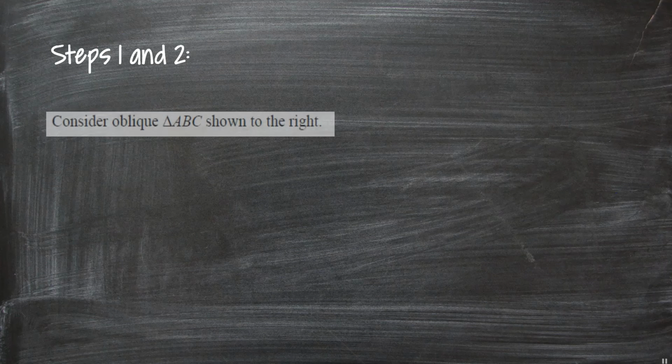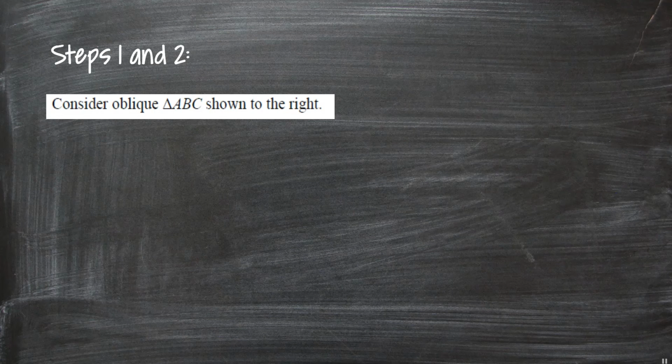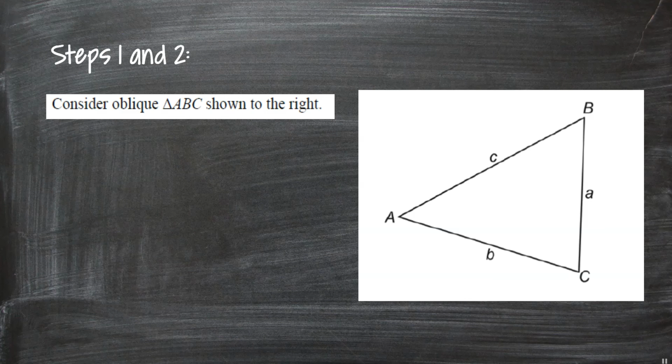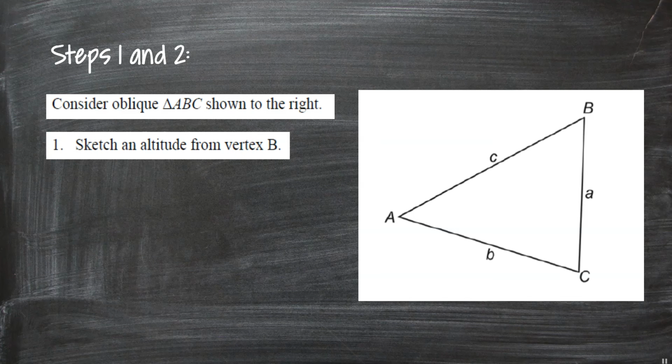Steps 1 and 2. Consider the oblique triangle ABC shown to the right. Step 1. Sketch an altitude from vertex B. So vertex B is this point right here. An altitude is a perpendicular line that goes from that vertex and makes a right angle to the opposite side. So to do this, you are going to need a ruler or some other kind of straight edge.